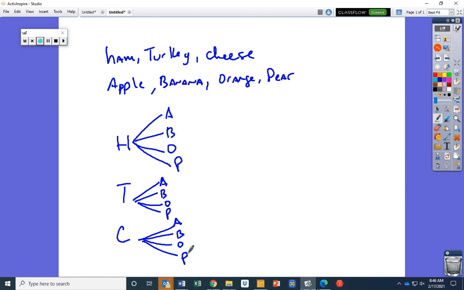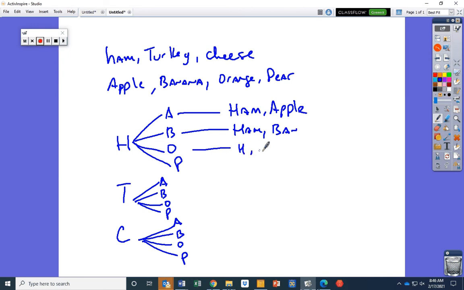Each of these points to a different outcome. So if I chose these two, I got a ham sandwich and an apple. What would this mean? Ham and a banana. Each of these would have a different outcome, so each one of these is a separate outcome. If the question was how many possible outcomes could you have by choosing one sandwich and one fruit, how many would there be? There would be 12 total.